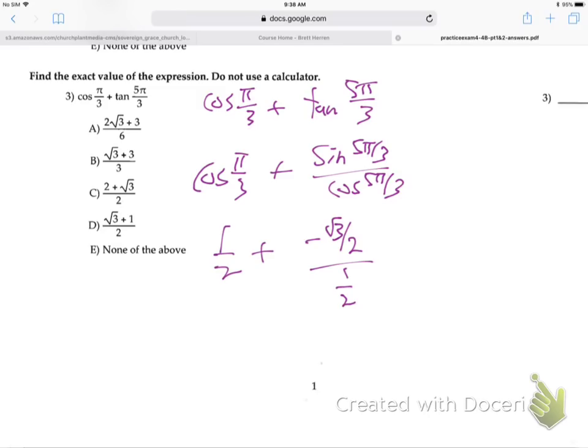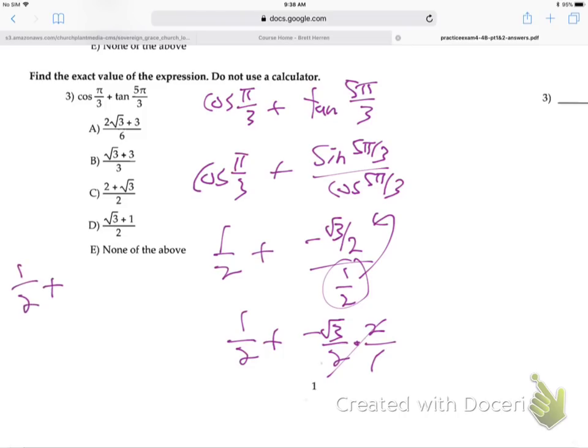So take that half on the bottom. What do we do with it? Flip it up. Times 2 over 1. The 2's cancel. So then we get, I'm bringing it over here, a half plus, or actually minus, or whatever, plus negative root 3. We good so far? These two 2's canceled here.